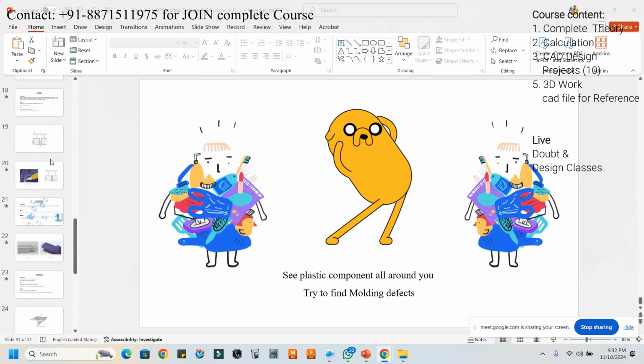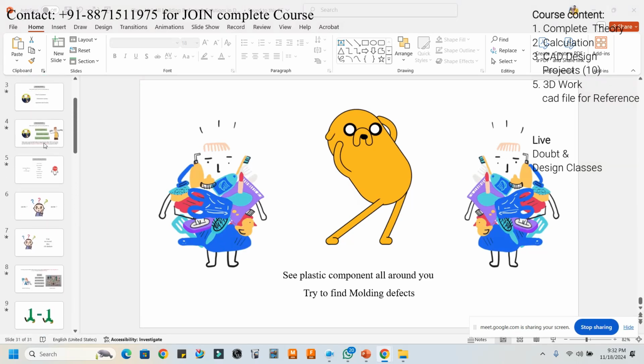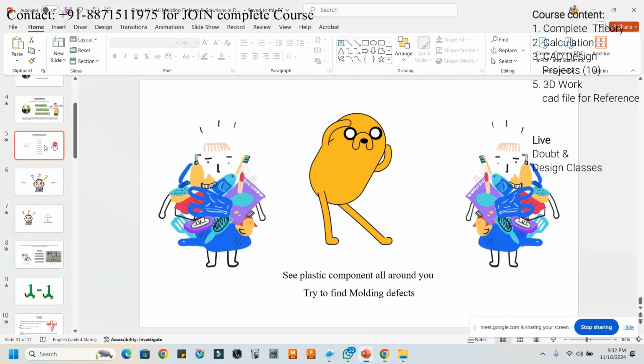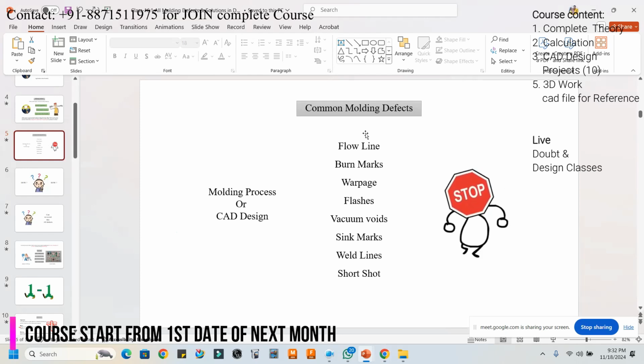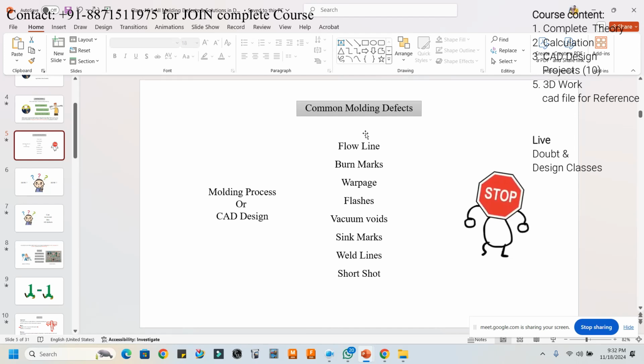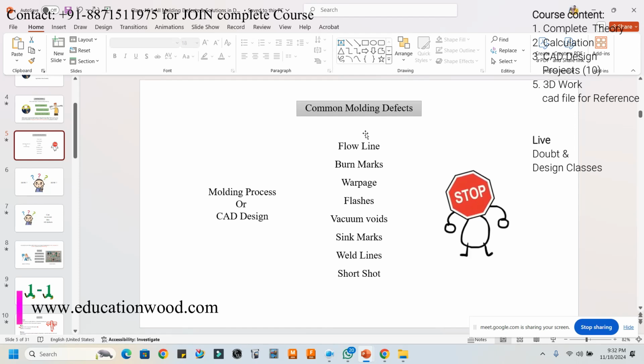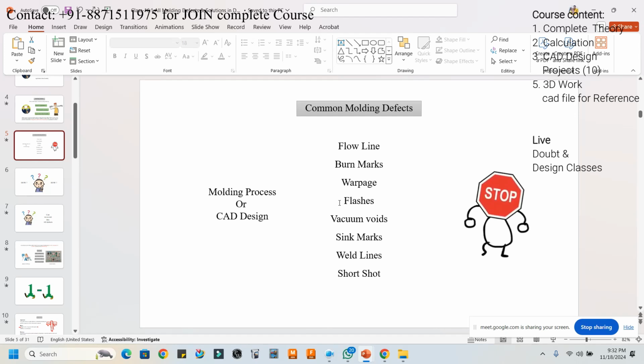So you understood about the defects which I have covered right now. You have an idea after this lecture of what the defects are, what the solutions are, and what the appearance of that type of defect is, right? Yes. This is very important, because it depends upon the quality issues of the product. Flow lines, burn mark, warpage, flashes, vacuum void, sink mark, weld line, short. These defects are very important, right?